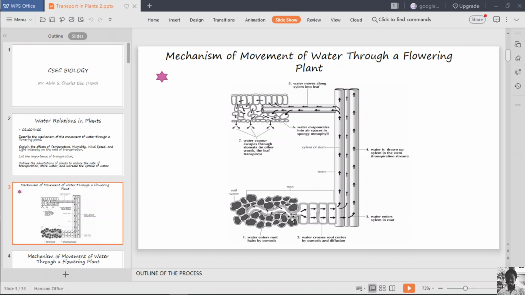So the water can take two pathways from the soil to the xylem of the leaf. It can pass through the root cortex cells from one cell to the next, and it can pass around the root cortex cells. If it passes through the root cortex cells, it's called osmosis. If it passes around the root cortex cells, it is called diffusion. In any case, after the water crosses the root cortex cells, it enters the xylem of the root, then moves into the xylem of the stem, where the transpiration stream is seen, and from there it enters the leaf xylem.